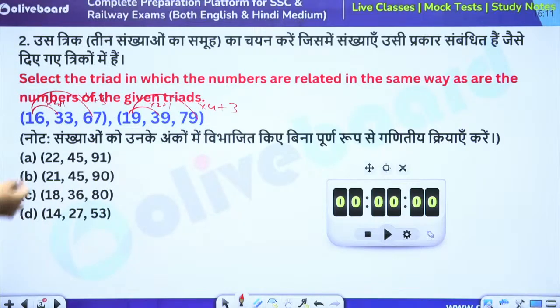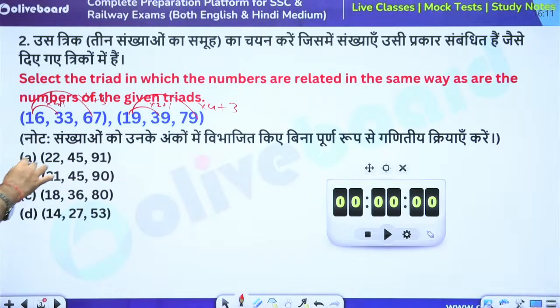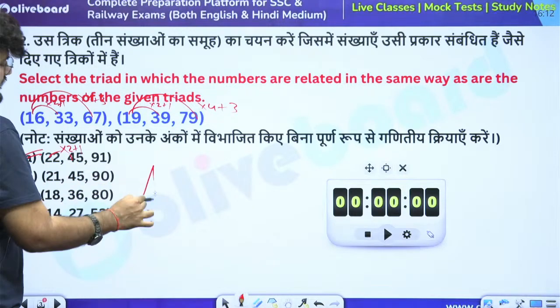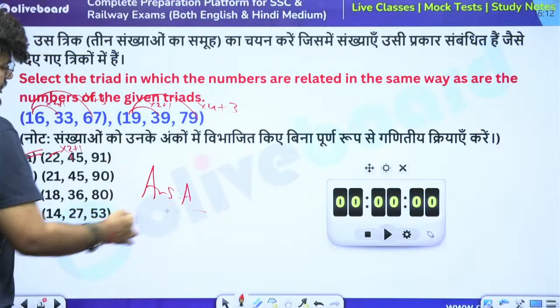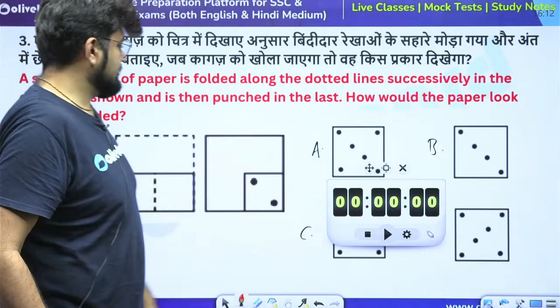Okay. Or maybe you can do it from here also, into 2 plus 1, into 2 plus 1. That also works. So that way is multiply by 2 plus 1. This fits the bill, 22 and 45. Others don't. So option A is the only correct answer here. Okay, cool. Next.